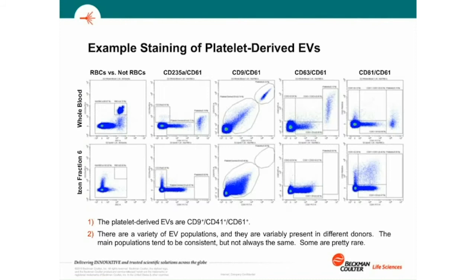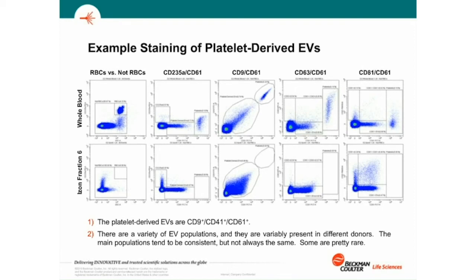Some example staining of platelet-derived EVs can be seen here, comparing whole blood versus ion fraction 6 from the samples demonstrated above. The first set of plots on the far left is just demonstrating RBCs versus what I call not RBCs. The only reason for this gate is that RBCs, in some cases, and a couple of these antibodies have a little bit of background intensity, so you'll see a little nub of a population sticking off. So just to eliminate confusion there, I removed those.